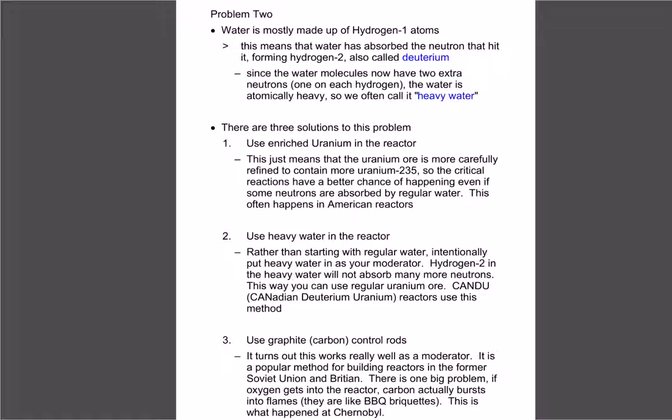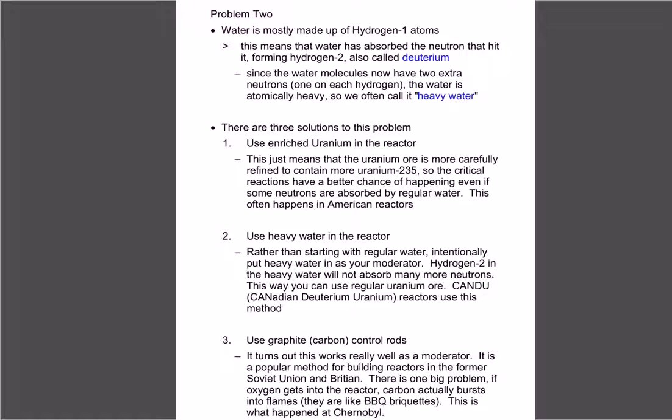The first is, in the United States, what they do is they use enriched uranium. So that just means they refine it more carefully so that the critical reactions have a better chance and the neutrons don't make as much heavy water. So they use a different uranium to start with. There's less neutrons being ejected, therefore the water stays fairly clean. It still heats up, which when they dump it into a river or a lake, that causes problems too, but in general it's safer.